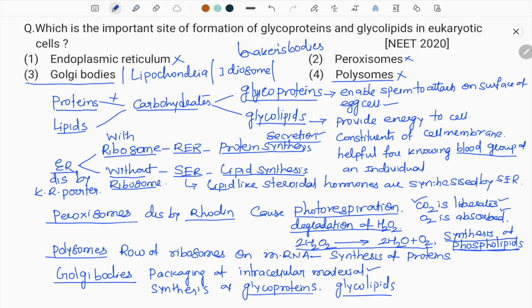The Golgi complex has two faces, cis and trans. Cis is the convex face, trans is the concave face. So it is a bipolar cell organelle, something different from the rest of the cell organelles. Though the two surfaces are different, they are interconnected with each other. These Golgi bodies are meant for intracellular packaging apart from the synthesis of glycoproteins and glycolipids. So the answer here is the Golgi bodies, which cause synthesis of glycoproteins and glycolipids.